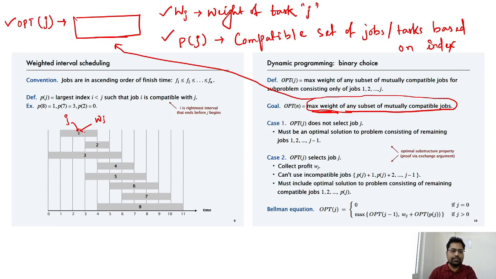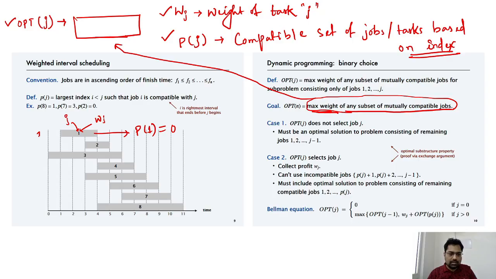Now P of J. If I'm finding P of 1, above that one no jobs or tasks are there, so P of 1 will be 0. Above the task there are no other tasks with which we would compare compatibility. So the compatibility of job 1 is not compared with other jobs above it, and that's why I've written it index wise.